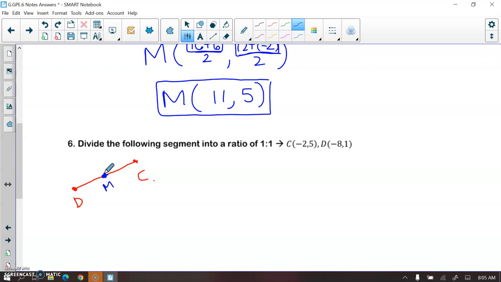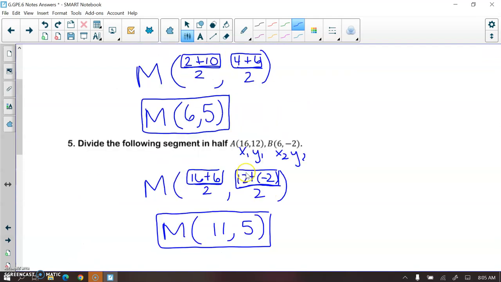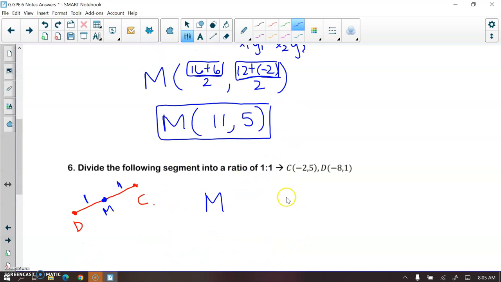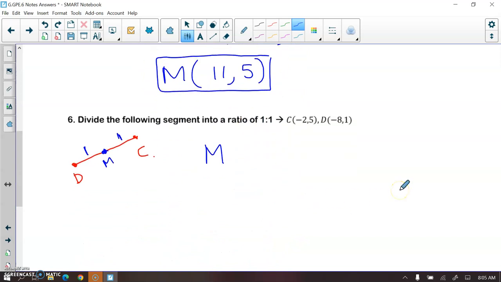the ratio to be 1 to 1. So what that means is that I want whatever I get for DM to be equal to MC, and that would get me a 1 to 1 ratio. So I'm really finding the midpoint here. Even though the directions are different for each of these, we're still finding the midpoint. You need to know what each of the directions mean.